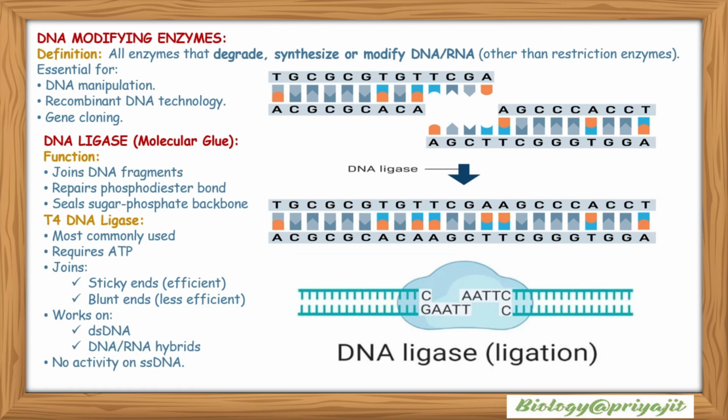T4 DNA ligase is the most commonly used. It requires ATP. It joins sticky ends efficiently, and blunt ends less efficiently. It works on double-stranded DNA and DNA-RNA hybrids. It has no activity on single-stranded DNA. So this is the image showing the activity of the DNA modifying enzyme, DNA ligase, which acts as a molecular glue.